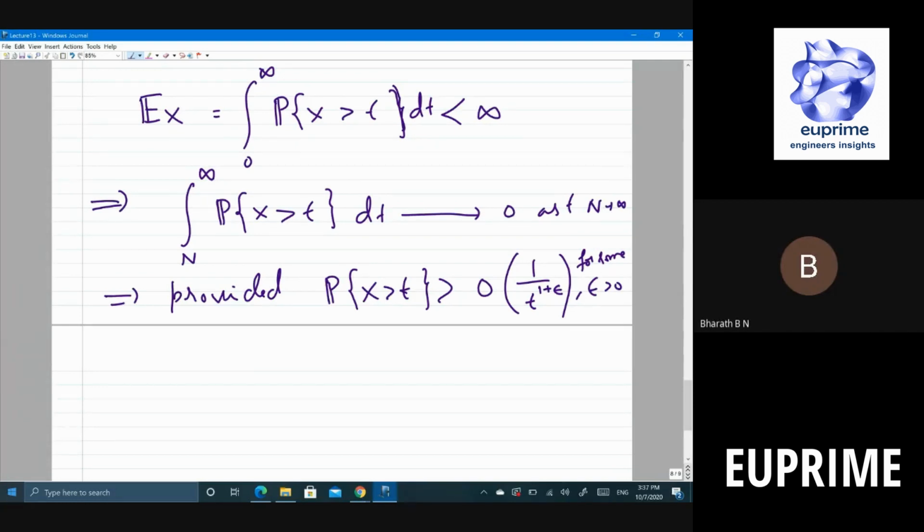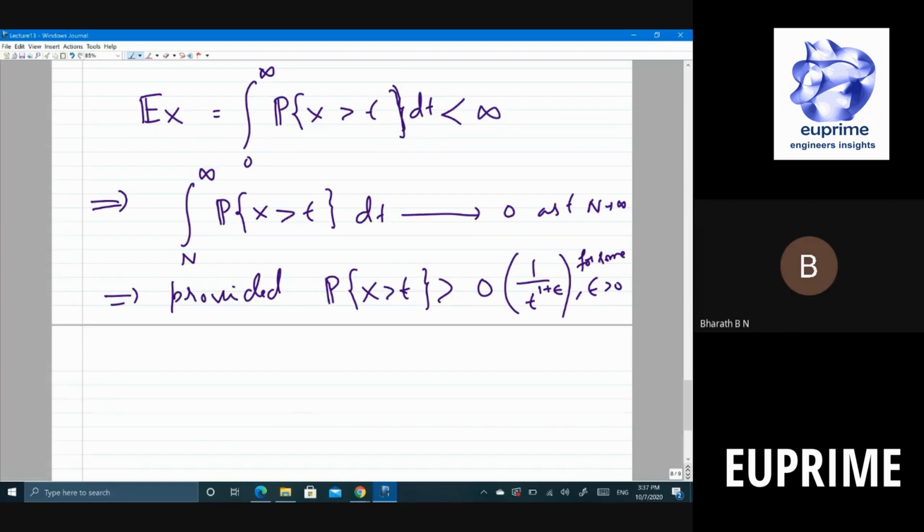Okay, but if you look at 1 by t plus epsilon, right? So what will be the answer? I can write this as t power minus 1 minus epsilon plus 1, which is t power minus epsilon, right? So 1 by t power epsilon. As n goes to infinity, that is 1 by n power epsilon, right? As n goes to infinity, that goes to 0. So at least it should be this much, right?